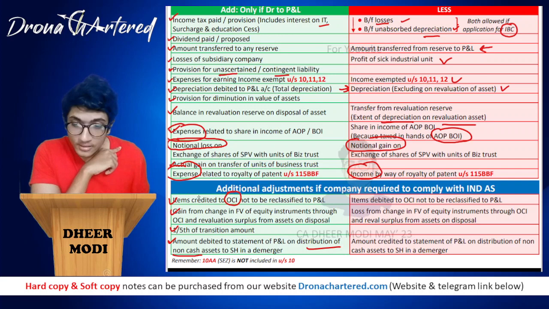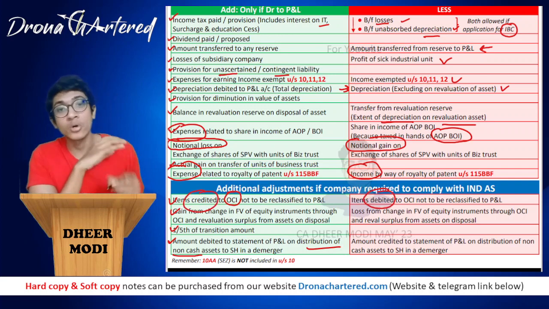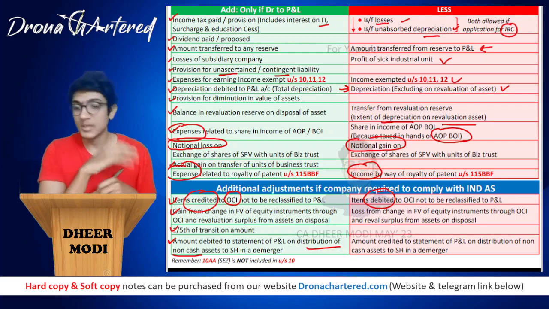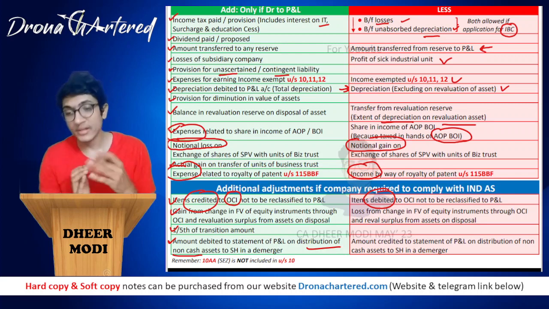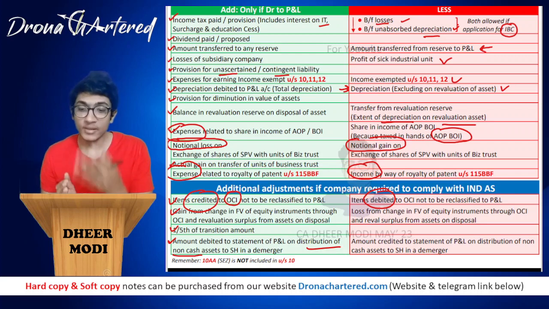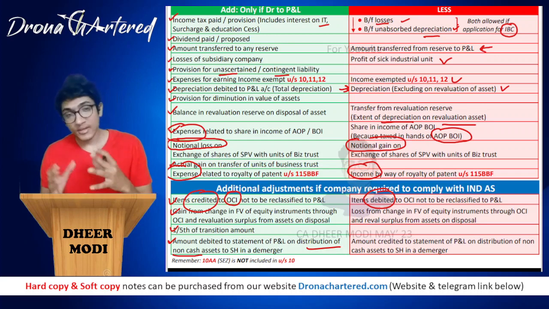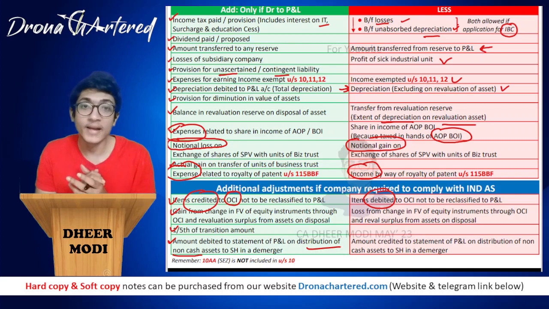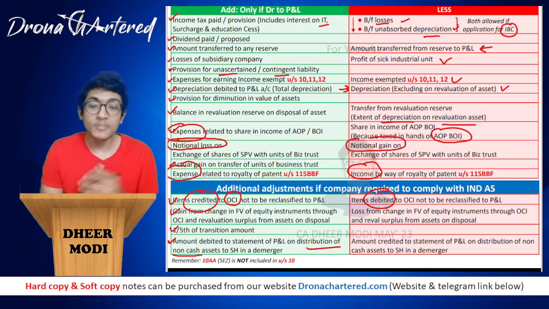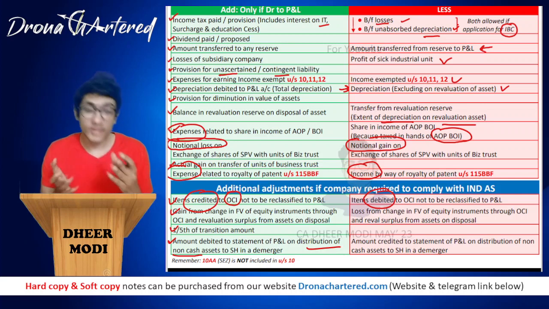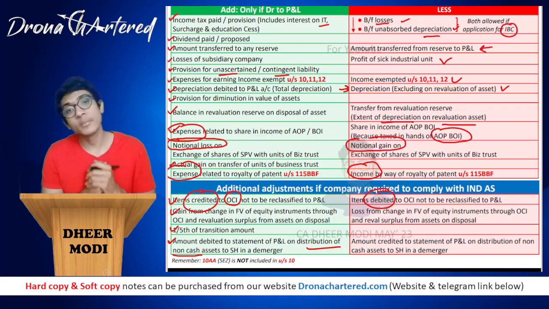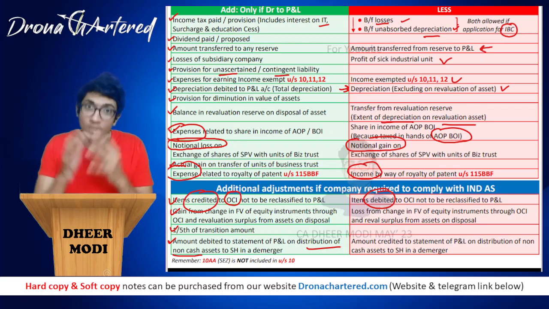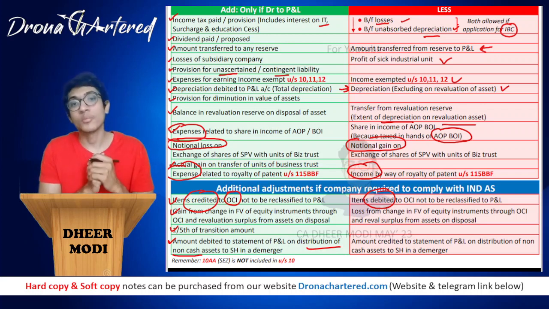Items subtracted over here: items credited to OCI, over here items debited to OCI, not to be reclassified to P&L. So over here, when we have already credited, this will be added. If they have been credited to OCI, we are transferring this income from OCI to P&L. Therefore, we are adding it. And over here, if any item is debited to OCI, this means that originally, ideally, this should have been debited to P&L, right? Therefore, we are subtracting this amount from your P&L.